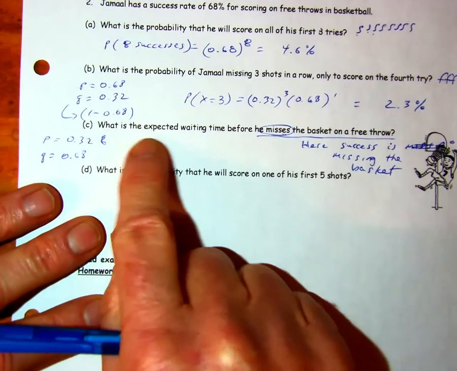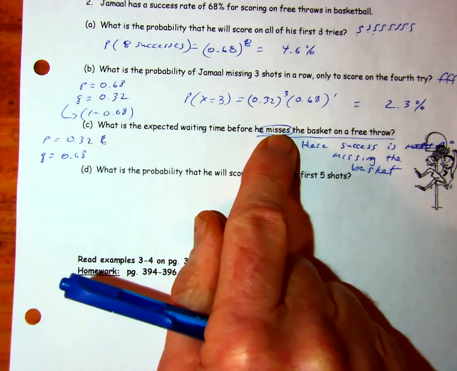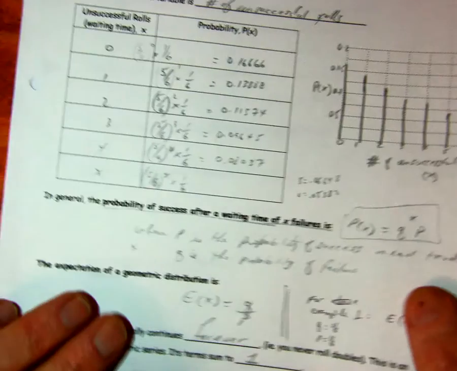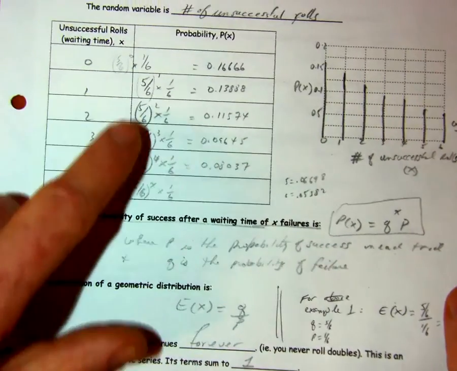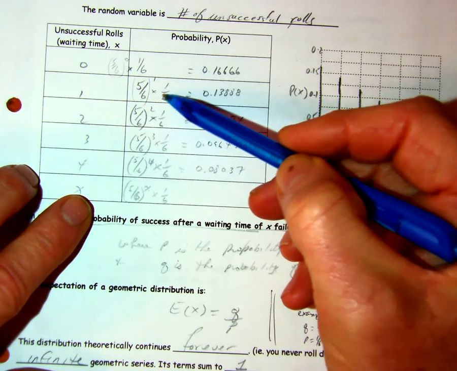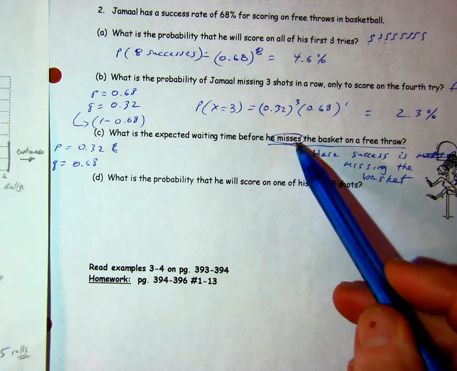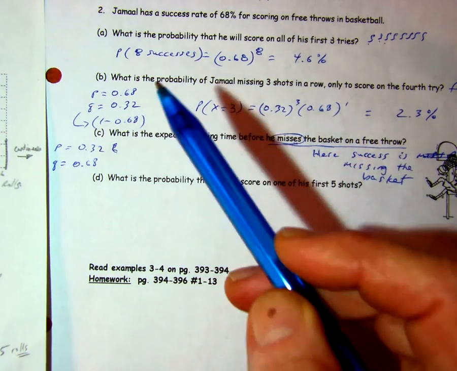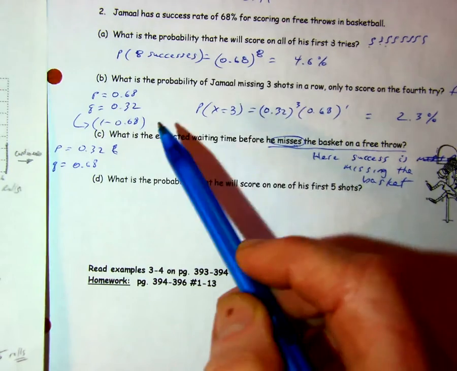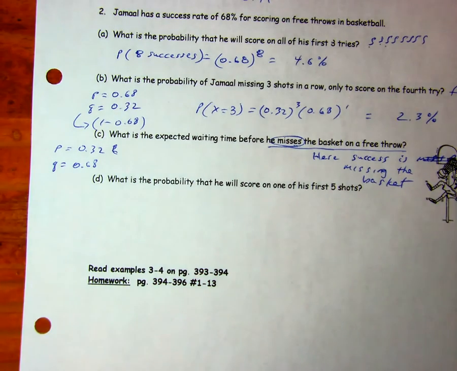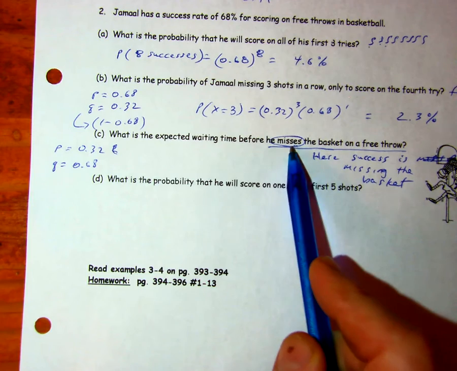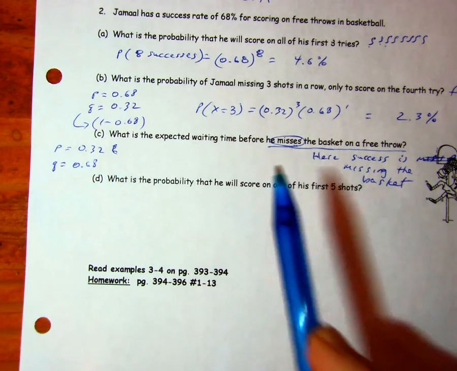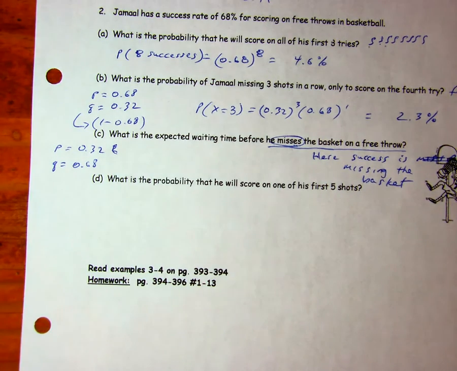Okay. So what is the expected waiting time before he misses a basket? Remember, when we have Q over P, when we have this formula, it's always the failures first, and then the success. The success is what you end up with, right? So you're ending up with missing the basket. So that's the success. The failures are getting it in. Even though in basketball normally getting it in is a success, mathematically getting it in is the failure, because the last one is the one where he misses, and by definition the last one is the success.